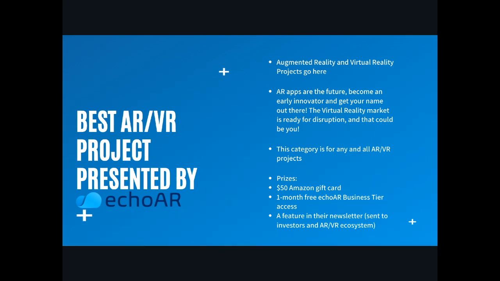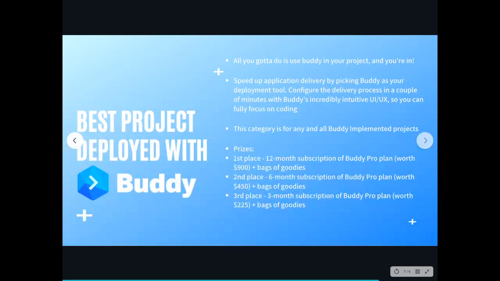So let me actually go back to Buddy real quick because I did them wrong and didn't actually say their prizes. Buddy's actually providing a lot for us. They're giving us a first place, second place, and third place prize. So you have a good chance of winning something if you go with Buddy. So keep that in mind. Your first place prize for Buddy is a 12-month subscription to Buddy Pro worth about $900 and a bag of goodies. Second place is a 6-month subscription of Buddy Pro worth about $450, and then third place is 3 months worth about $225. All these are in American dollars.